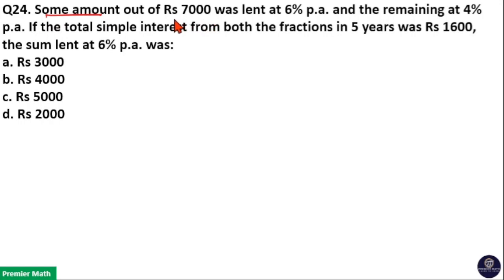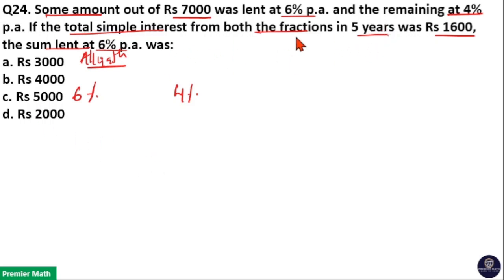Some amount out of rupees 7000 was lent at 6% per annum and the remaining at 4% per annum. If the total simple interest from both the fractions in 5 years was rupees 1600, then the sum lent at 6% was. Here, one part of the sum is lent at 6% and the other part of the same sum is lent at 4%. We can use the allocation method here.